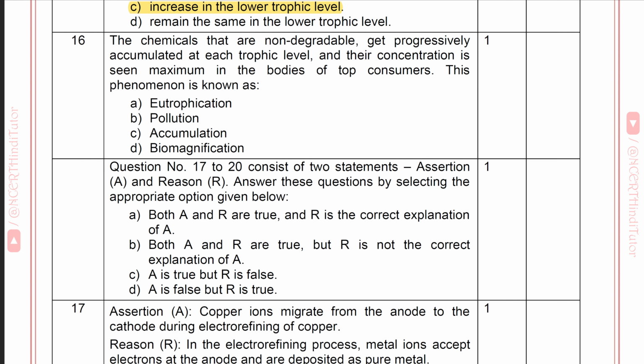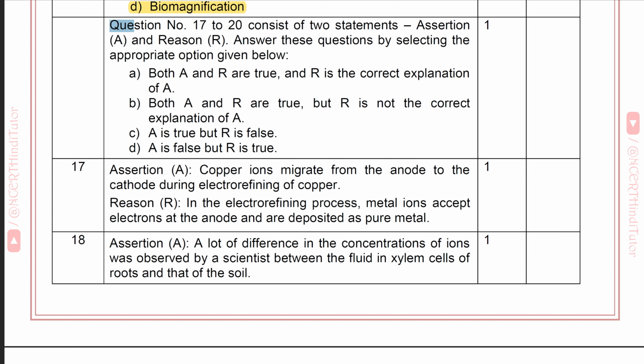Question 16. The chemicals that are non-degradable get progressively accumulated at each trophic level and their concentration is seen maximum in the bodies of top consumers. This phenomenon is known as answer D. Biomagnification.